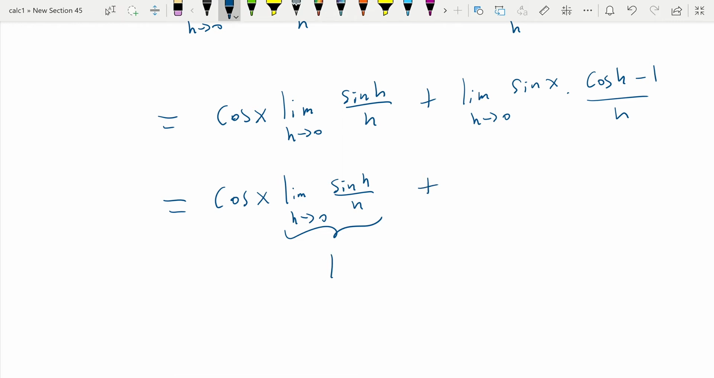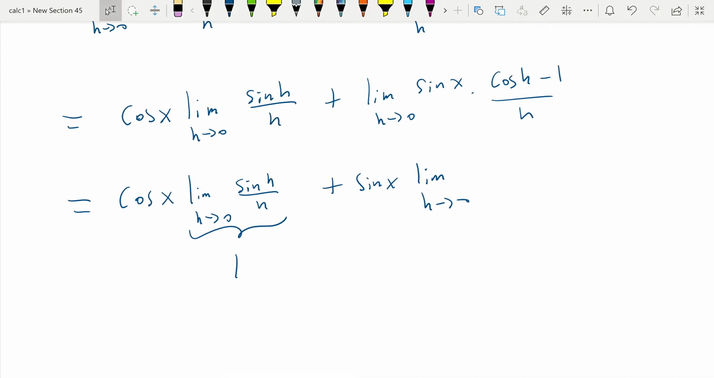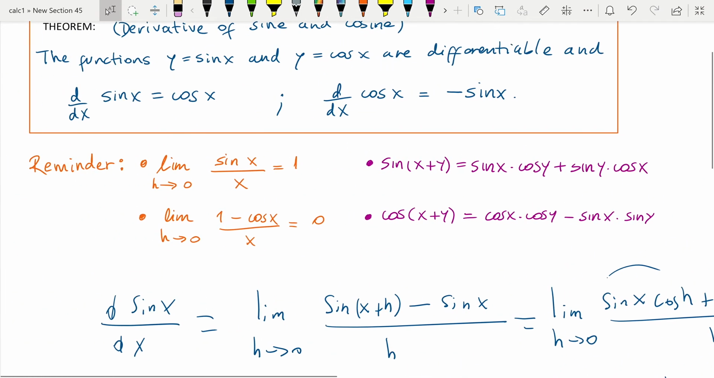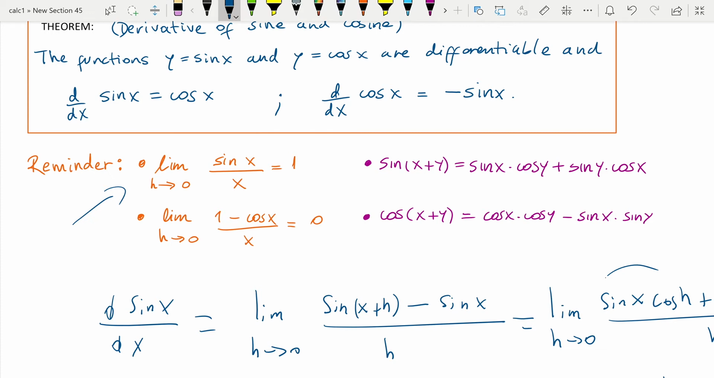And then here we have sine of x times the limit when h approaches 0 of cosine of h minus 1 divided by h. And we also know this limit is equal to 0. This is coming from these two formulas here. Sine x over x, well, actually I made a mistake here, I wrote h here when it should have been x.